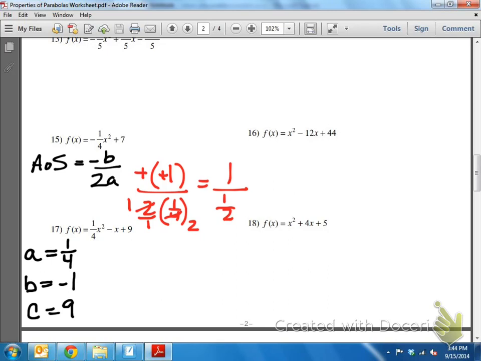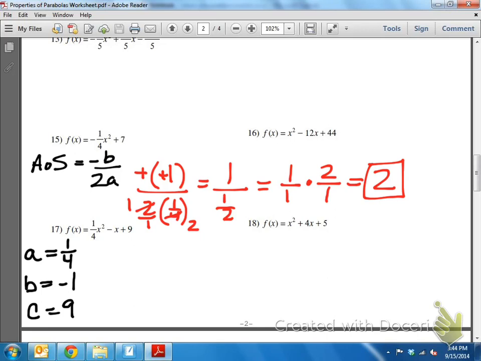Now, we could write this as a division problem, but remember, when we divide, I can also multiply and take the reciprocal of the denominator. So it's actually going to be 1 times 2 over 1, and then, of course, we multiply straight across, and that's going to equal 2. So my axis of symmetry is at x equals 2.